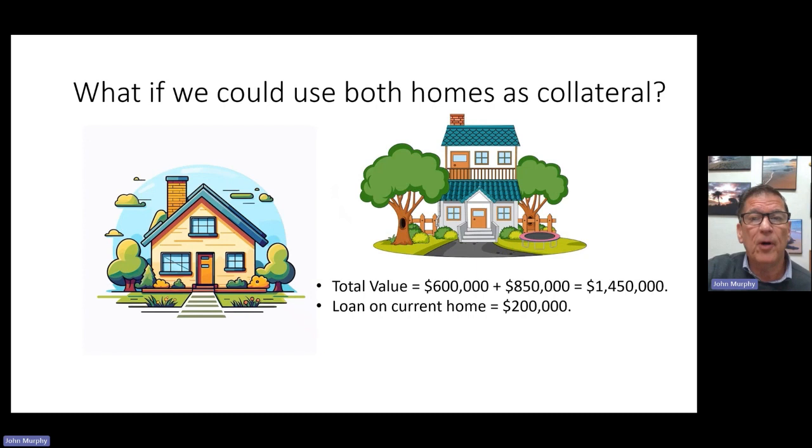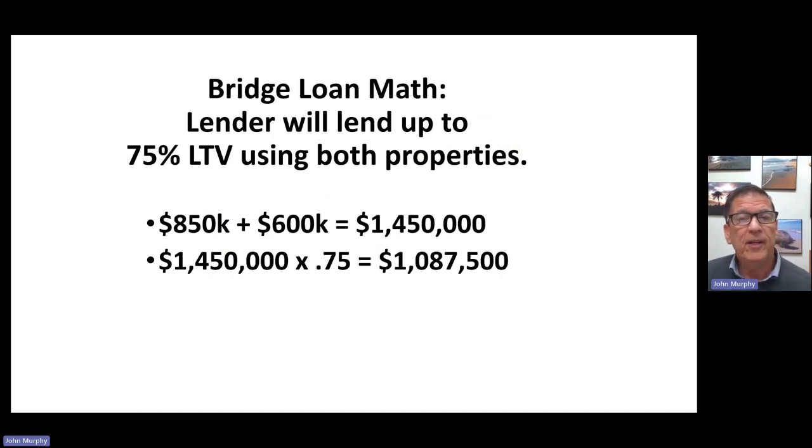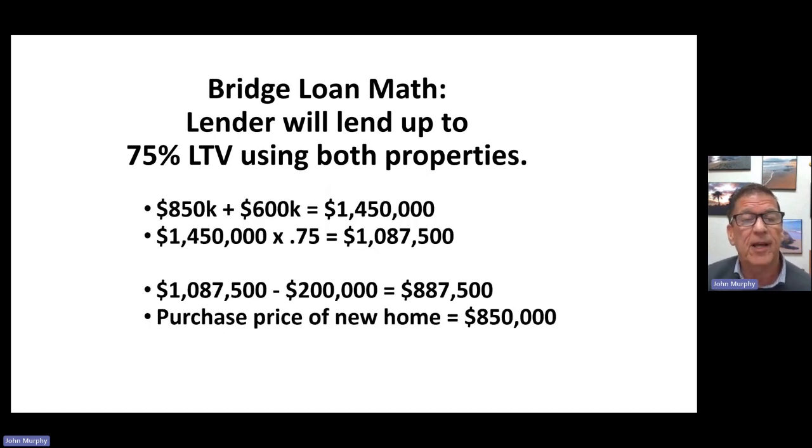So look at it this way. If you could use both homes as collateral, you'd have a home worth $600,000 plus an $850,000 new home, $1.45 million of value. You have a loan of $200,000 on the current home. Here's the math for bridge loans. You take the $1,450,000, we'll lend potentially up to 75% of that. That's $1,087,500. From that number, we subtract out any loan that you owe on your current residence, in this case, $200,000. You have $887,500 available to purchase a new home of $850,000.